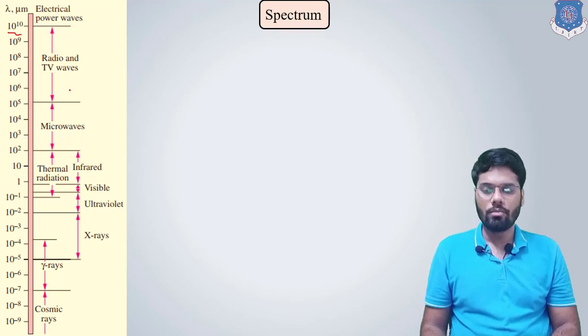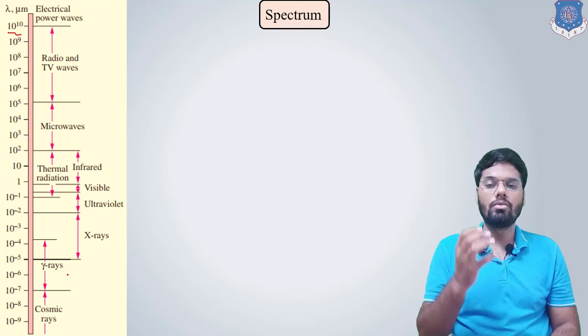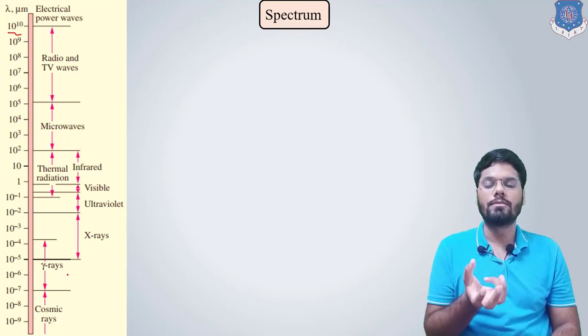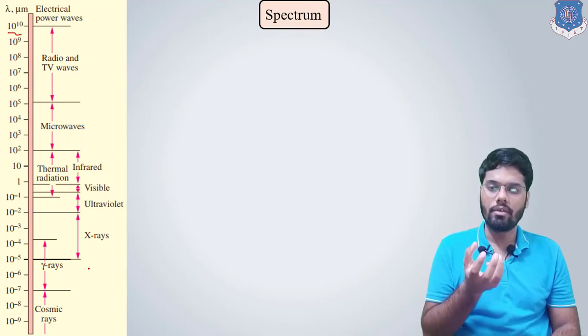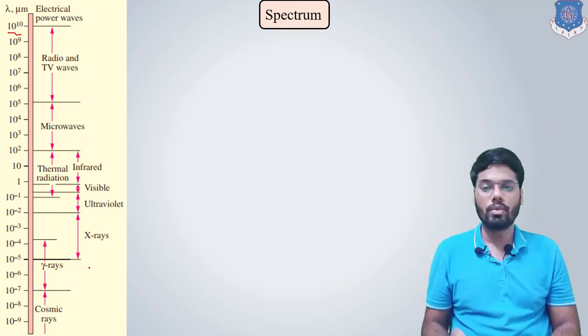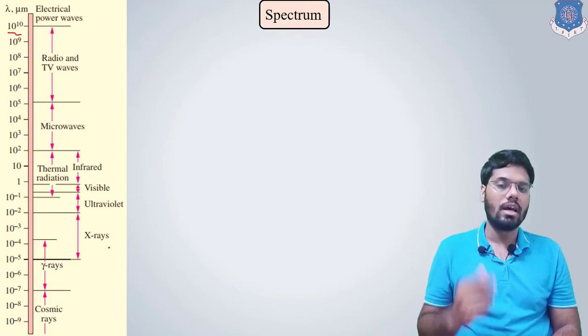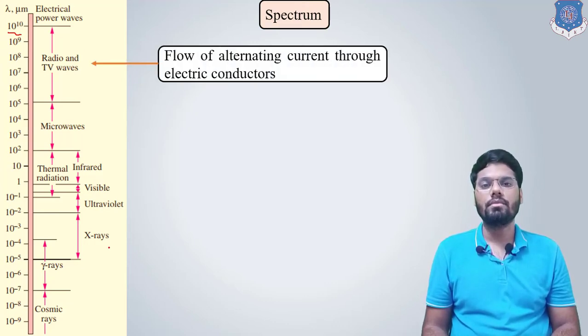So here from the spectrum we can see that as the wavelength decreases, the amount of energy, the amount of photons contained by the electromagnetic waves becomes higher. So it will become harmful for humans. So we can see that gamma rays, cosmic rays and X-rays are harmful for humans.